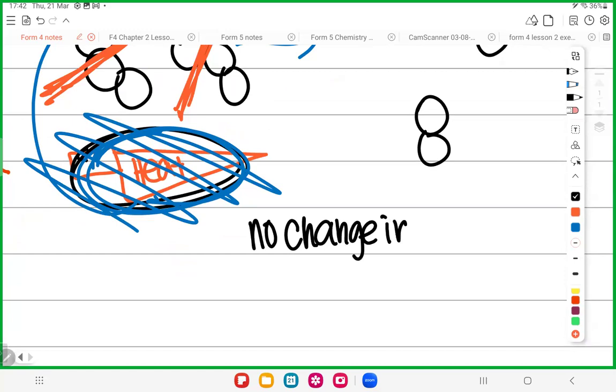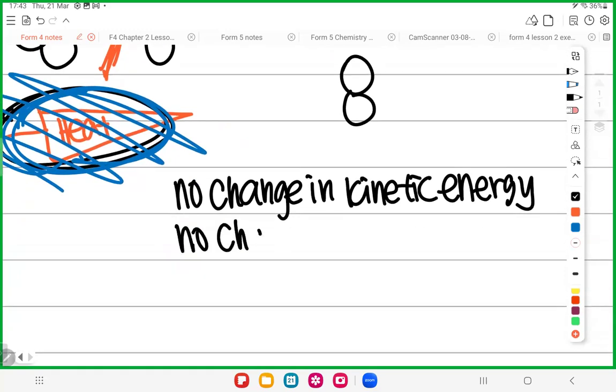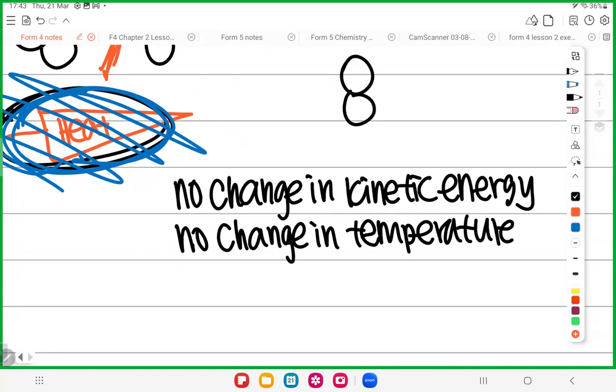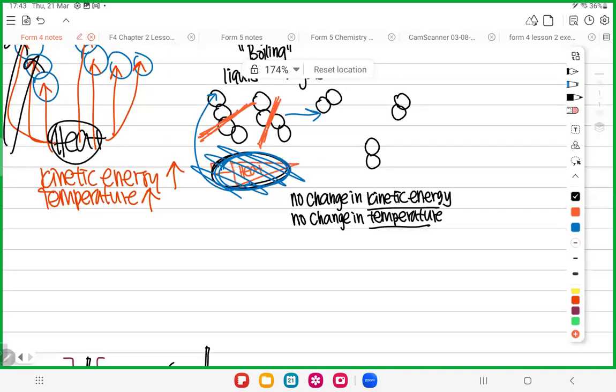What is the name of the energy? Kinetic energy, isn't it? So the kinetic energy didn't change. When kinetic energy didn't change, temperature also didn't change. Why? Because I told you early on today, kinetic energy and temperature, they are twins. They are siblings. Whatever happens to kinetic energy, the same thing will happen to the temperature. Okay? So the answer will look like this.